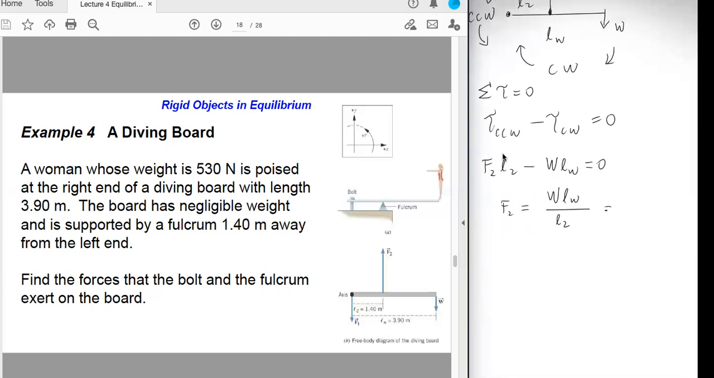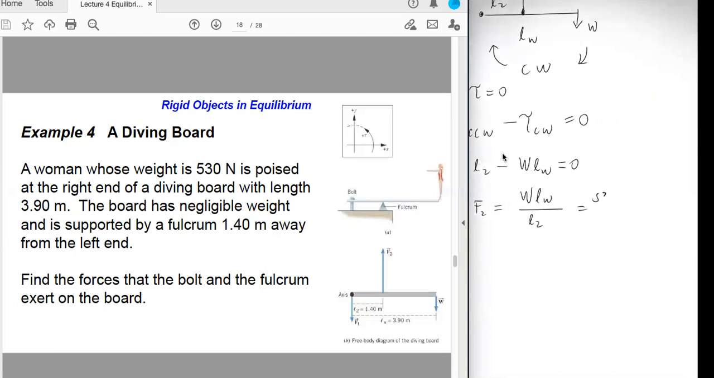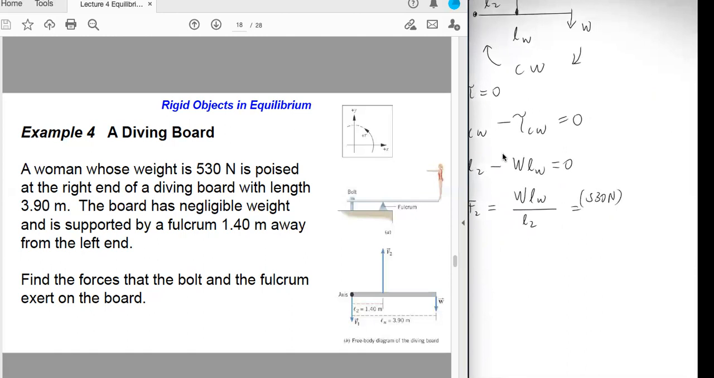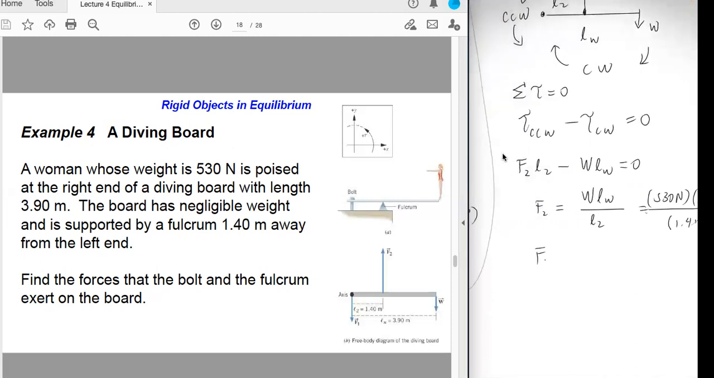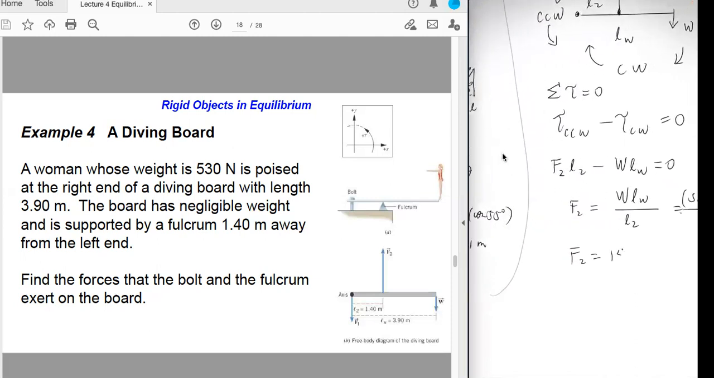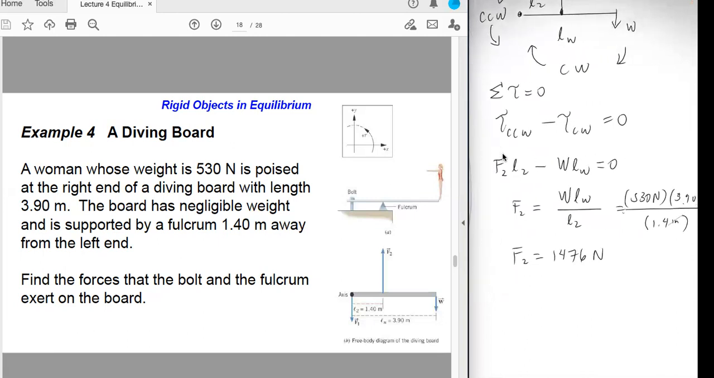Now we know the value of the weight, 530 newton, times the lever arm of the weight, 3.90 meter, divided by the lever arm of the force, 1.4 meter. The unit of meter cancels, leaving you with force. So what is the final answer? Use your calculator. You should get F2 equal to 1476 newton. So now you have the value for F2.